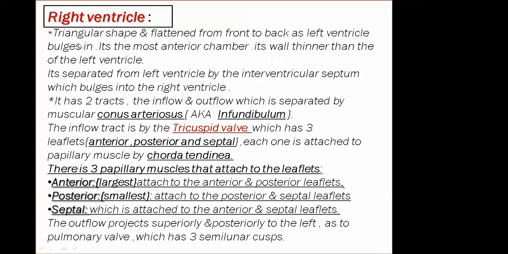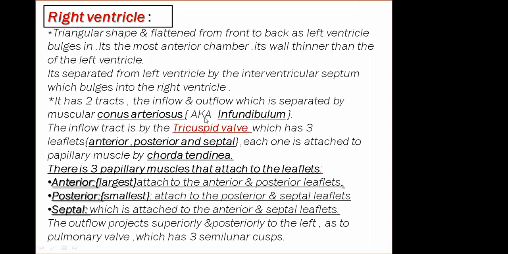Right ventricle. It is triangular in shape and flattened from front to back as the left ventricle bulges in. It is the most anterior chamber and its wall is thinner than the left ventricle. It is separated from the left ventricle by the interventricular septum, which bulges into the right ventricle. It has two tracts, the inflow and outflow, which are separated by the conus arteriosus, also known as the infundibulum.